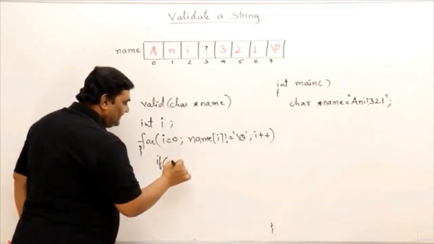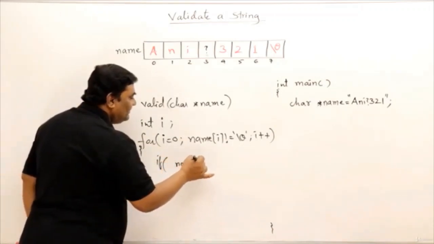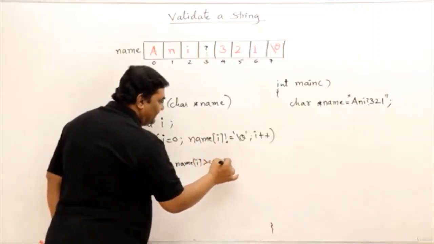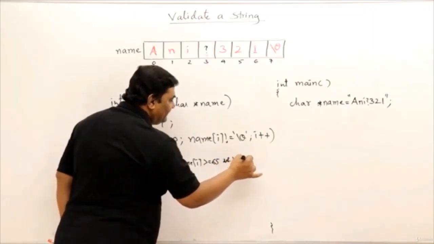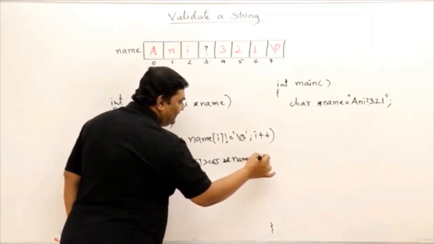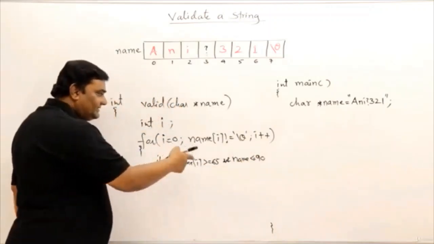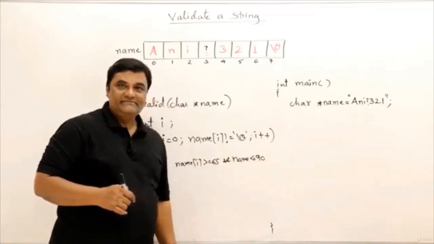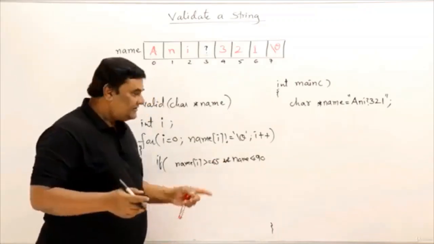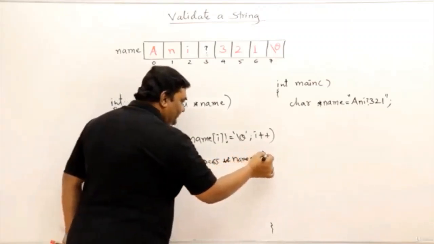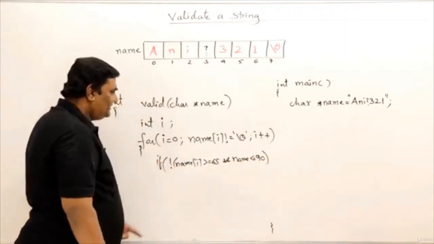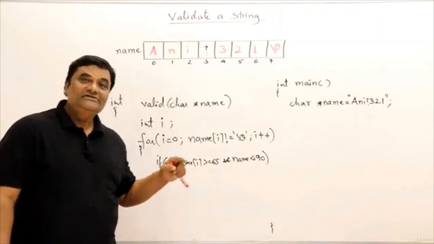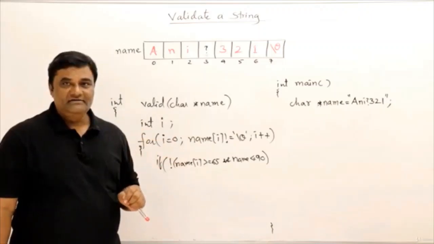If name of i is greater than or equal to 65 and name of i is less than or equal to 90. So what is this? This is for the valid range, valid uppercase letters. But I have to check for invalid. So instead of taking this, I should say not of this, meaning it is not in this range. If it is not in this range, then it is invalid, right?